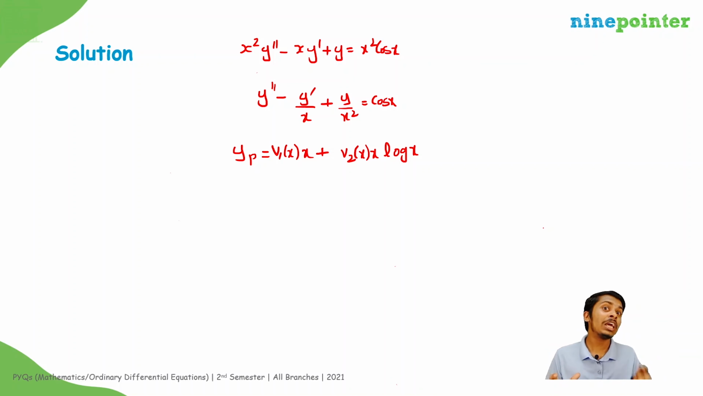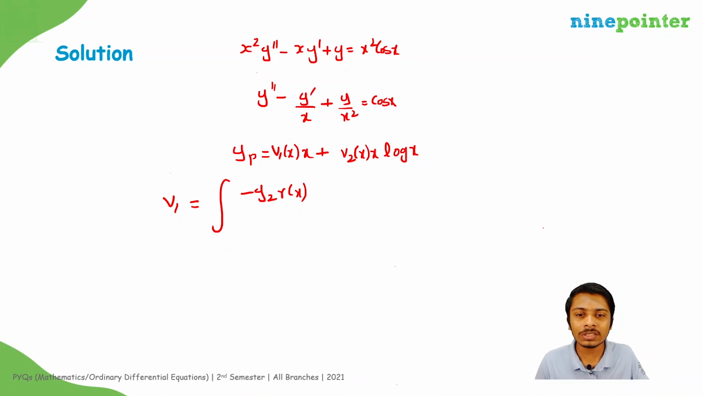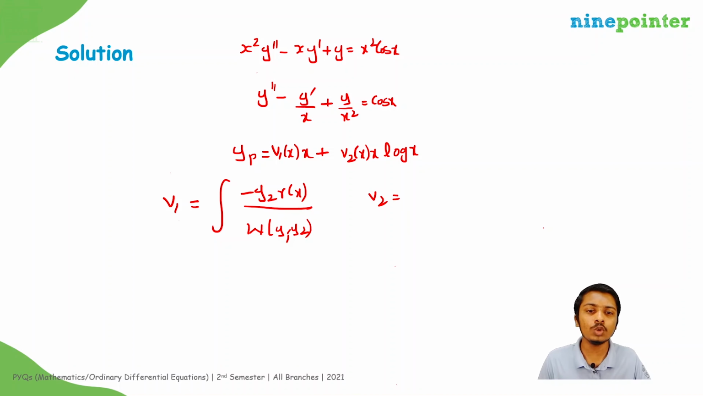That's the general method, but we have a direct method and equation to directly find out what v1 will be and what v2 will be. So I will give you the equation. The equation for finding v1 will be integral minus y2 r of x divided by Wronskian of y1 y2, and the equation to find v2 is integral y1 r of x divided by Wronskian of y1, y2.